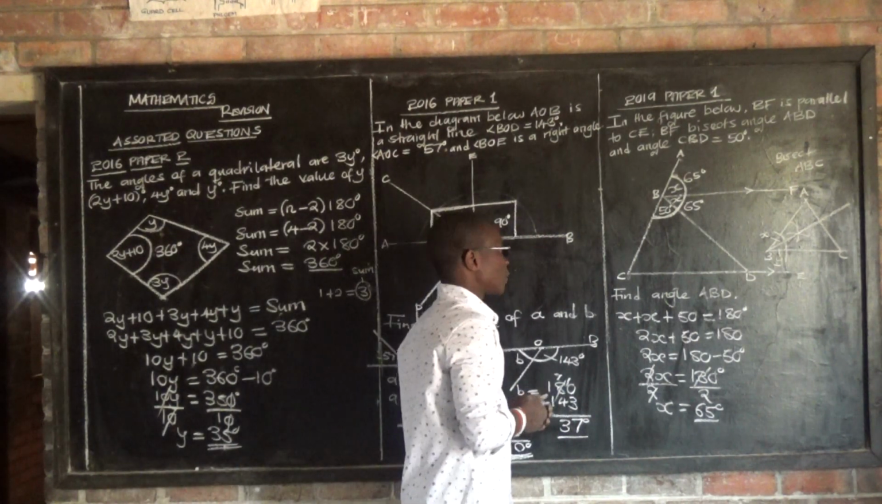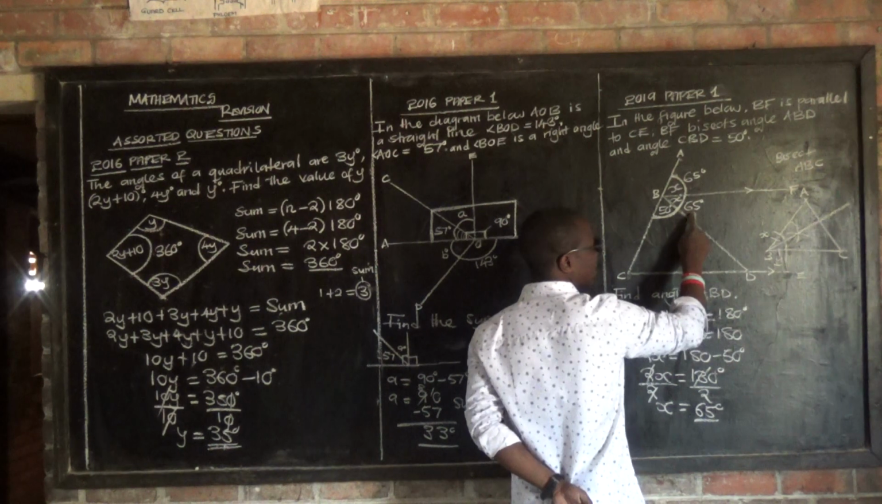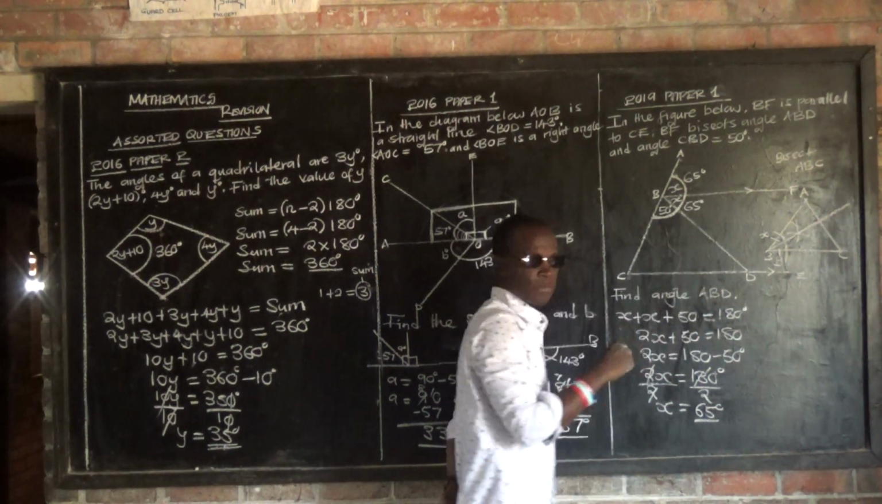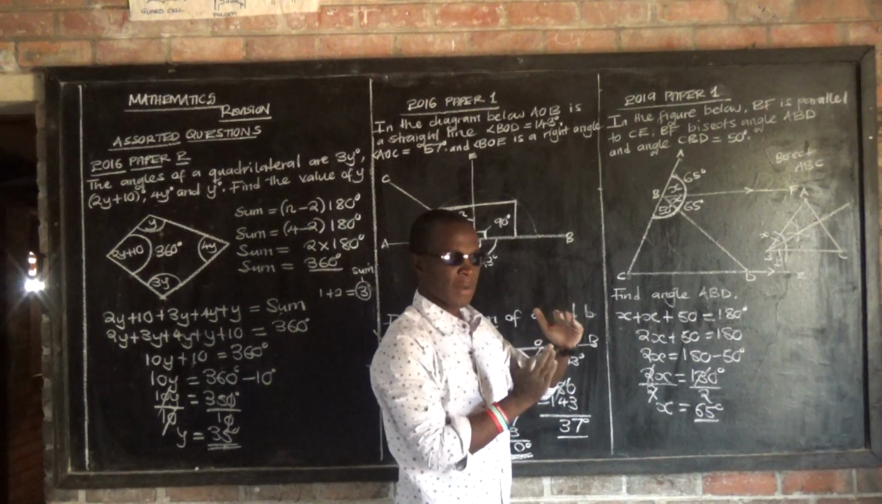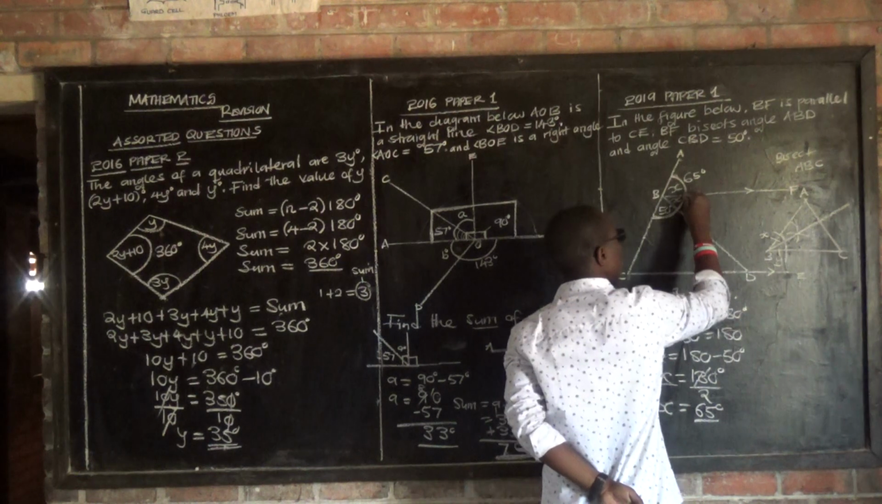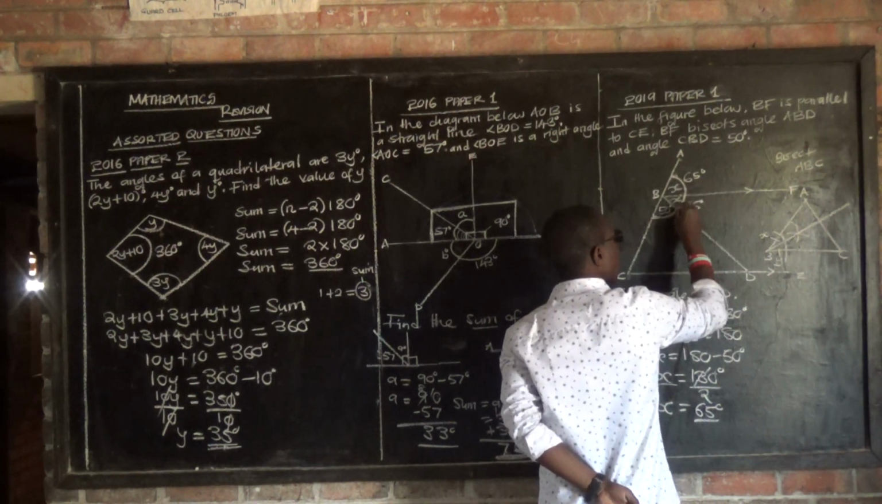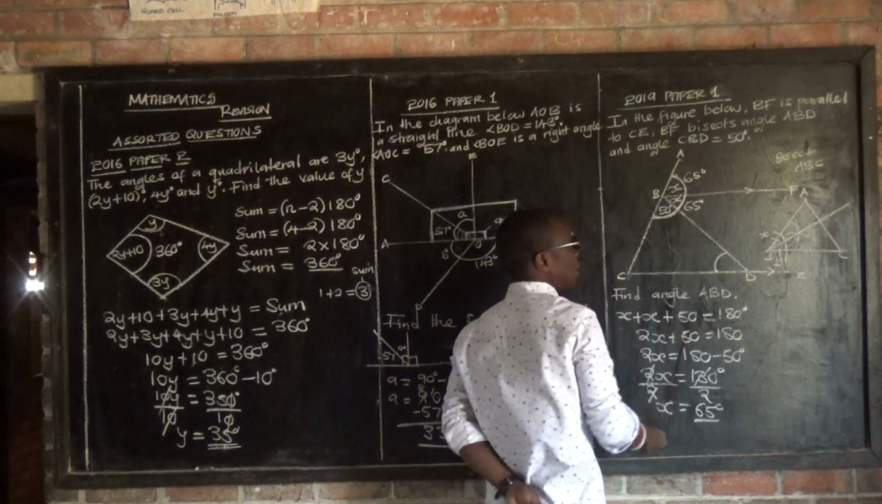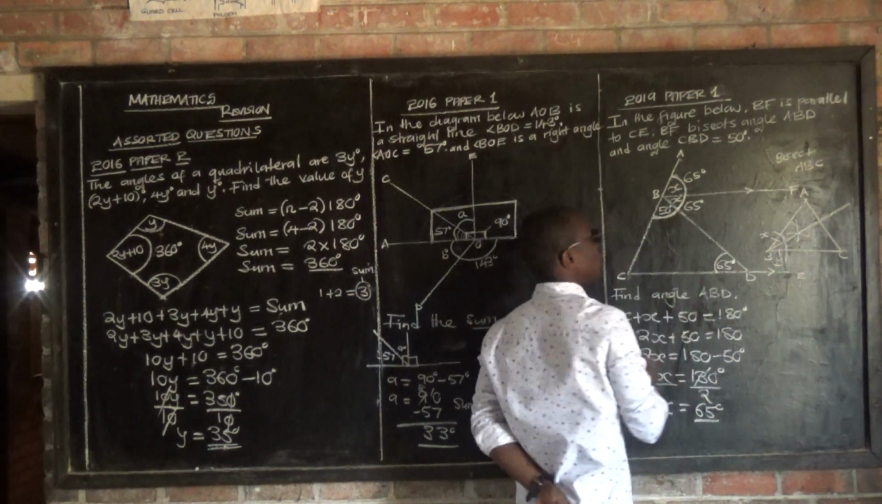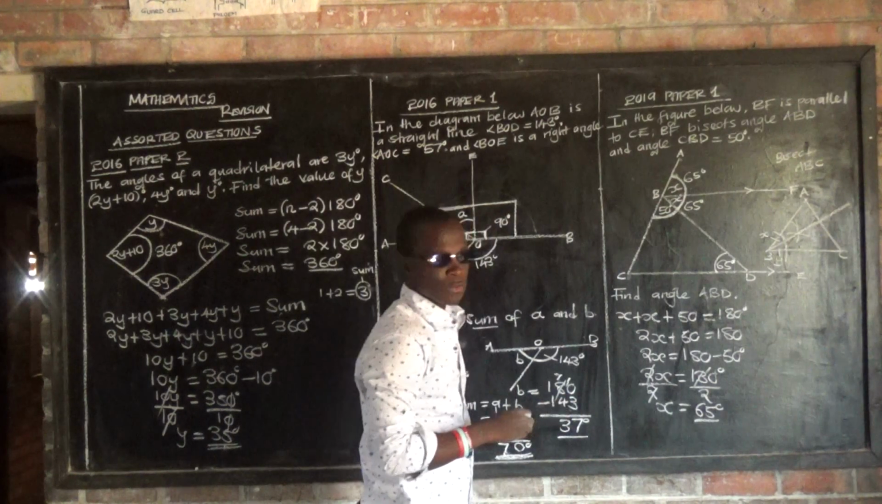Now if this is 65, take note. These two lines are parallel. Hence the alternate angles are going to be equal. So this angle and this angle are alternate. If this is 65, it becomes 65. Are we together, guys?